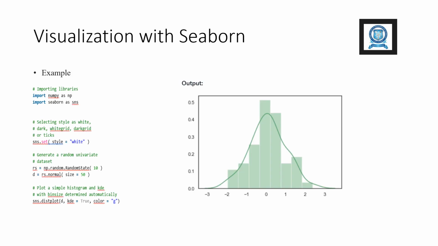Here is an example for using Seaborn. See here, numpy has been imported, Seaborn as sns has been imported, and here the style can be set: sns.set_style equal to 'white', and you can generate a random univariate data set using the random state function. And you can plot here a simple histogram plot: sns.distplot(d, kde=True, color='g'). So g stands for green color, and the histogram output is shown here. By importing Seaborn, this program has been written in Python.